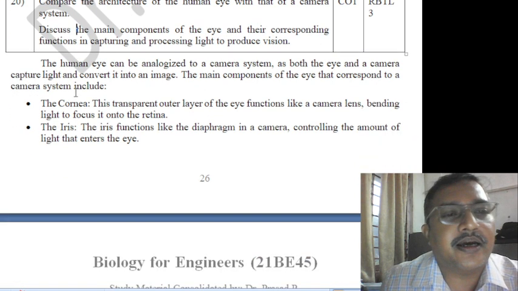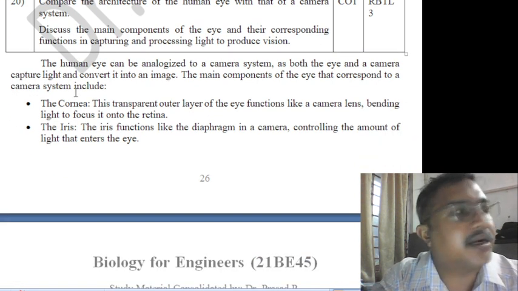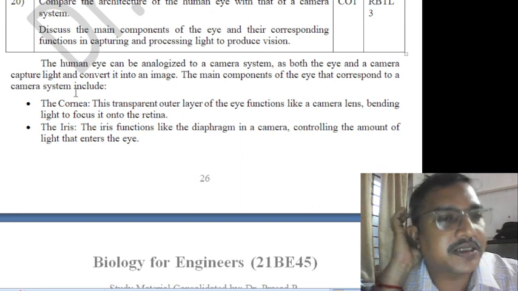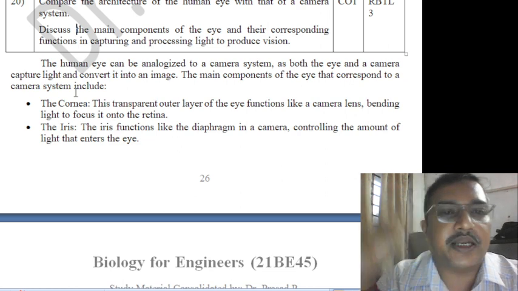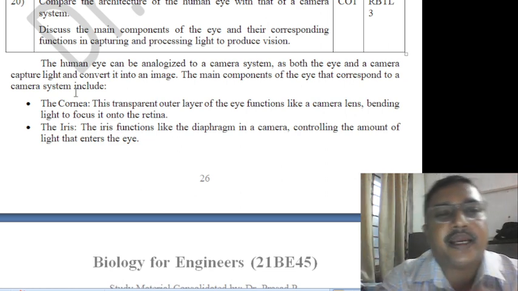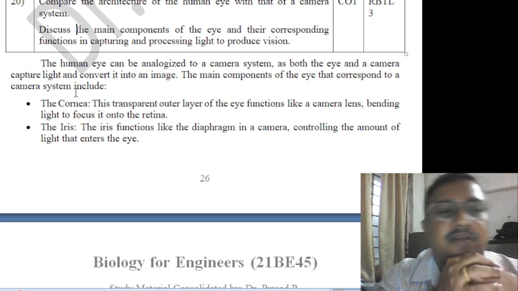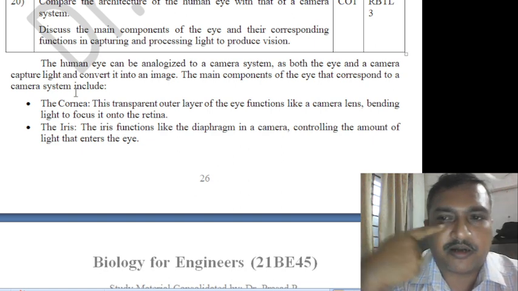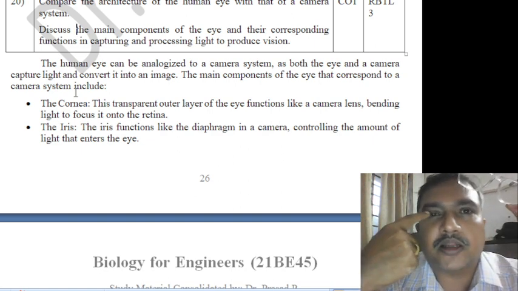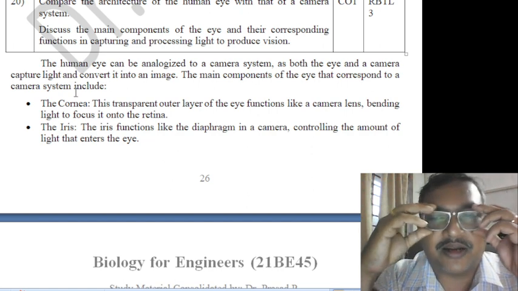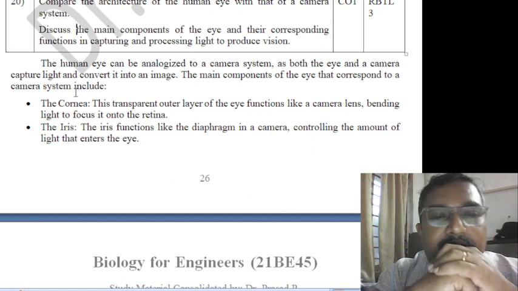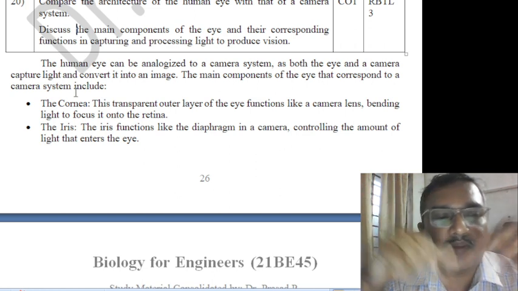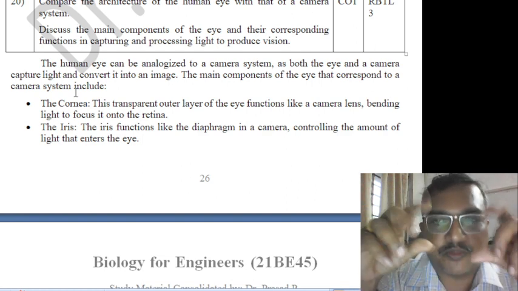Okay, now compare the architecture of the human eye with that of a camera system. Main components of the eye and their corresponding functions in capturing and processing light to produce vision. The human eye can be analogized to a camera system. Cornea means the front portion, where I have to look. Okay, I have to look at the camera. The front portion is called the cornea, which is the lens. Actually, it can just bend and expand if somebody pushes it.